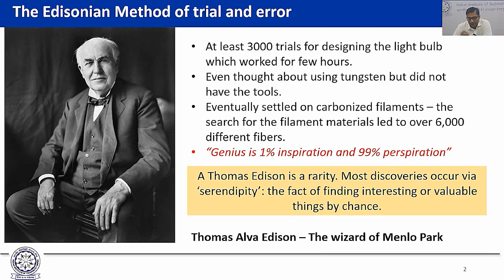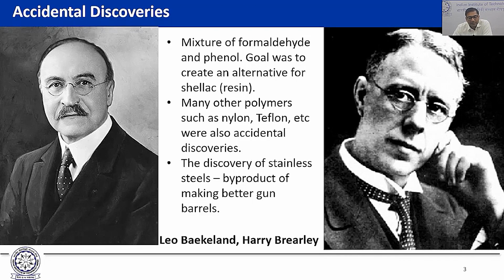Moving on from Edison, it's important to recognize that Thomas Edison is actually a rarity. It is very rare that somebody does that large a number of trials with so much dedication. Most of the discoveries that came about in the 21st century came about through a process of serendipity. Many times people started out to find something else and eventually ended up with a new discovery that they were not expecting. They ended up finding things by chance. This is what we call serendipity.